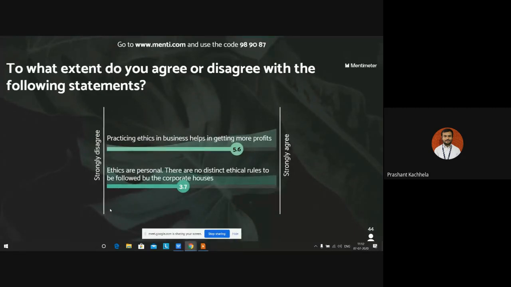So far, the average of your whole class is 5.6, and it is near to strongly agree for the first statement, while 3.7 is close to the strongly disagree part. And now let's start the timer. Timer is started now, guys. Only 1 minute left. If you haven't recorded your answer, do record it so that we can get to know about your reply.